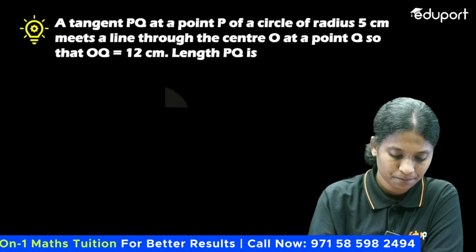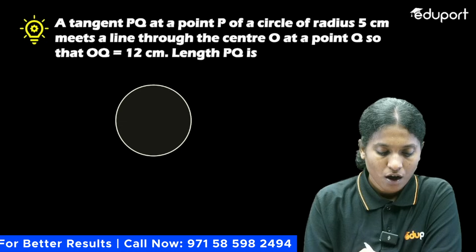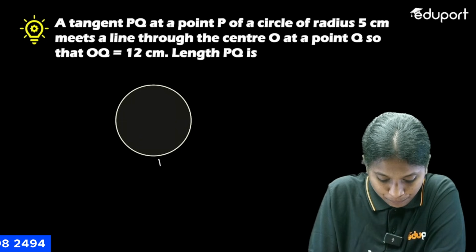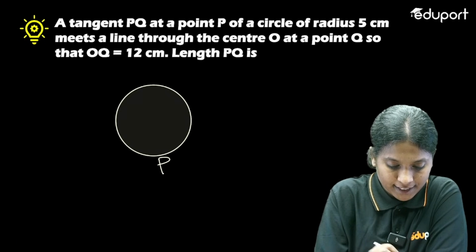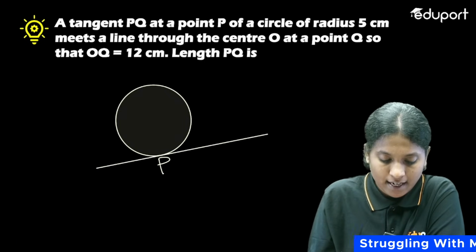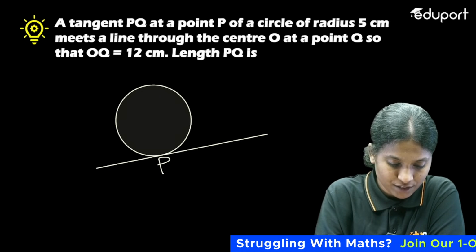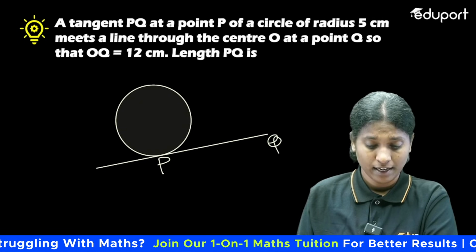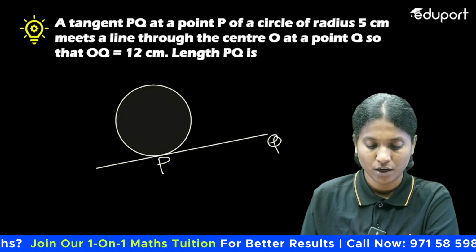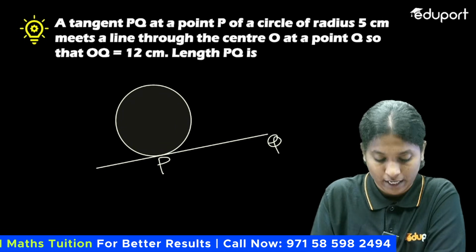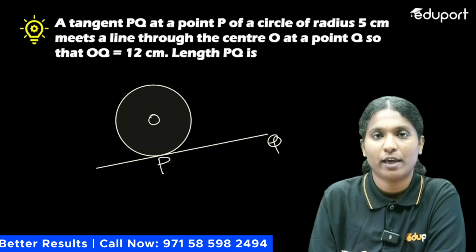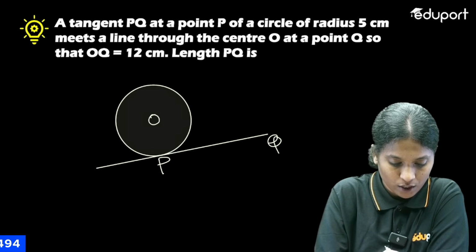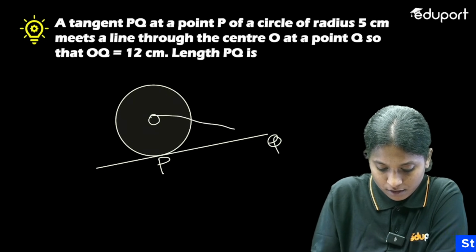Simply a circle and a tangent PQ at a point P. So there is a point P and there is a tangent PQ. And what did they say? A circle of radius 5 centimeter meets a line through the center O at point Q. Here is O, and this O and Q are connected.